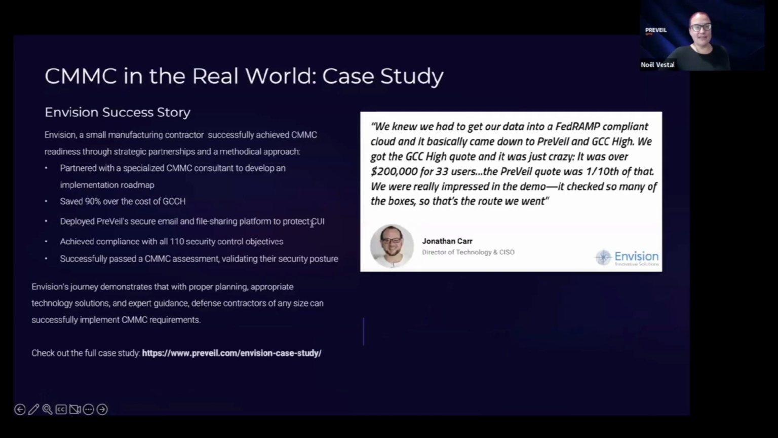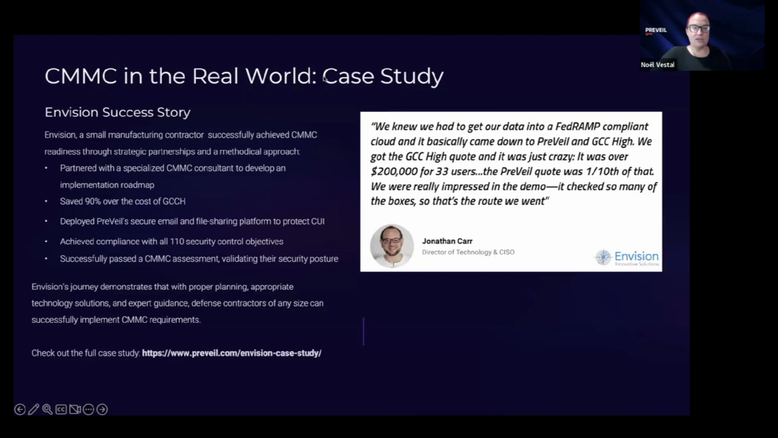Thank you again, Luis. So let's look at a real world case study. This is actually one of our customers at PreVeil, a company called Envision that got 110 out of 110 on their CMMC assessment. What was really amazing about them, you see this little quote over here, they saved an insane amount of money coming with us versus GCC High. You see over 90% they saved the cost. This is a real world example, a real customer of ours. They saved an insane amount of money by going with us instead of with GCC High.